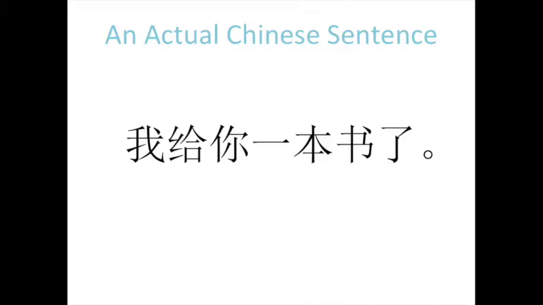Remember that a character after a number is often going to be a counter, so you can disregard it. It's sort of meaningless, right? So I just give you one book. And the last character, it actually represents like a completed action. It can have different meanings, but it often means a completed action. So it's sort of the equivalent of the past tense in Chinese. So then, if we were going to write the actual English sentence equivalent to this Chinese sentence, it would look like this.